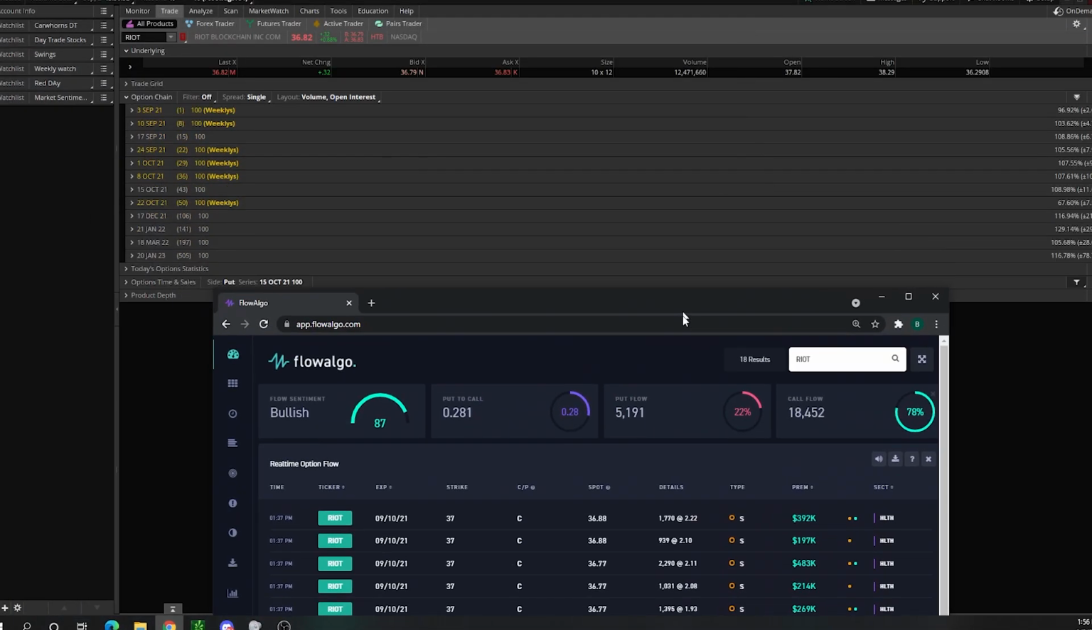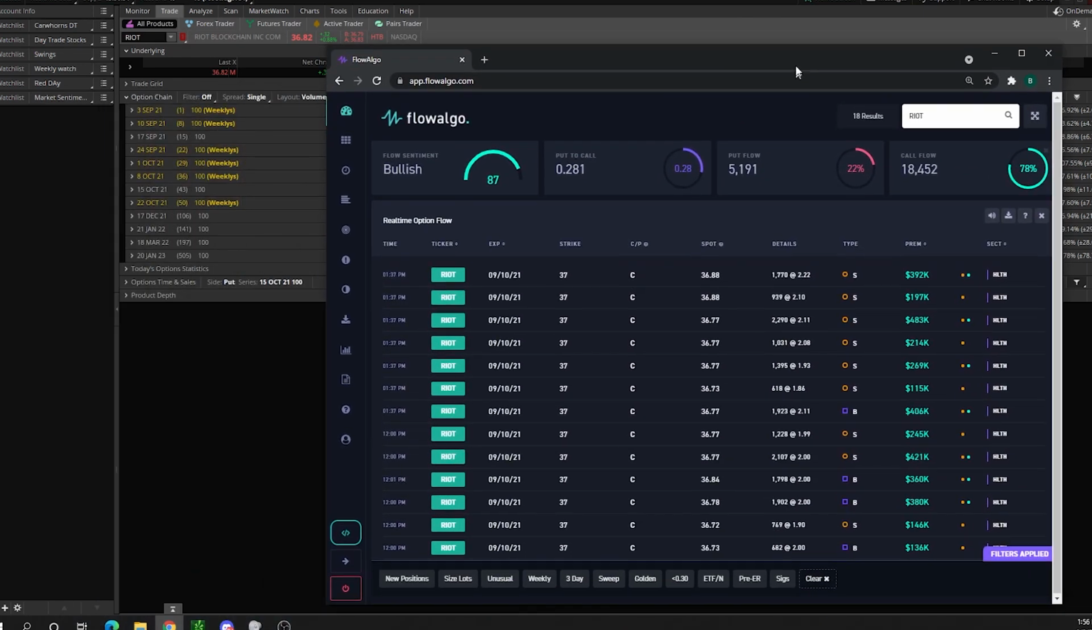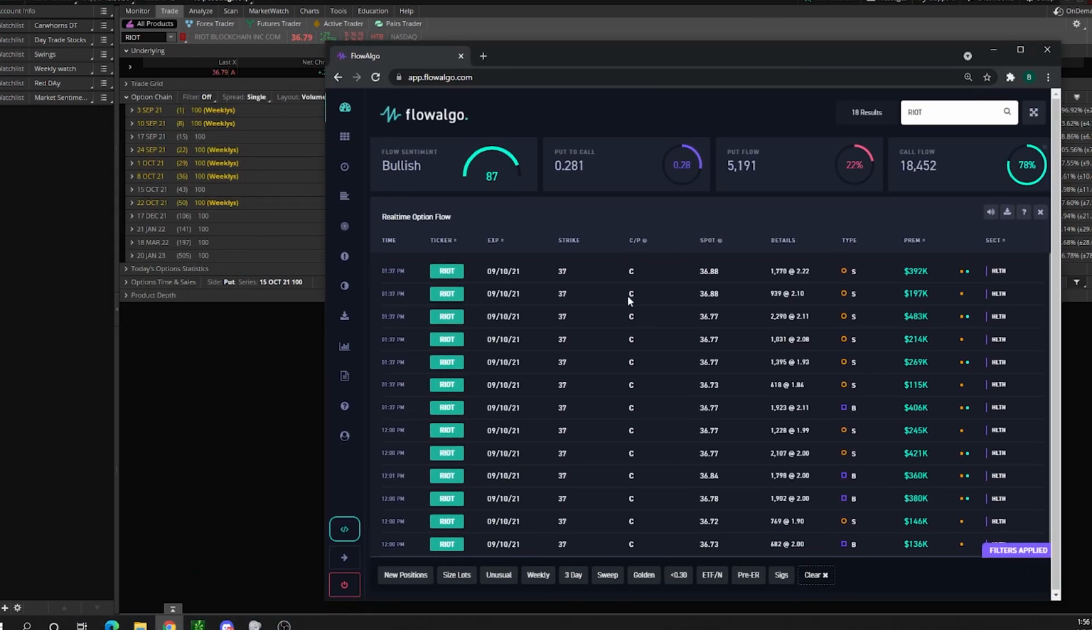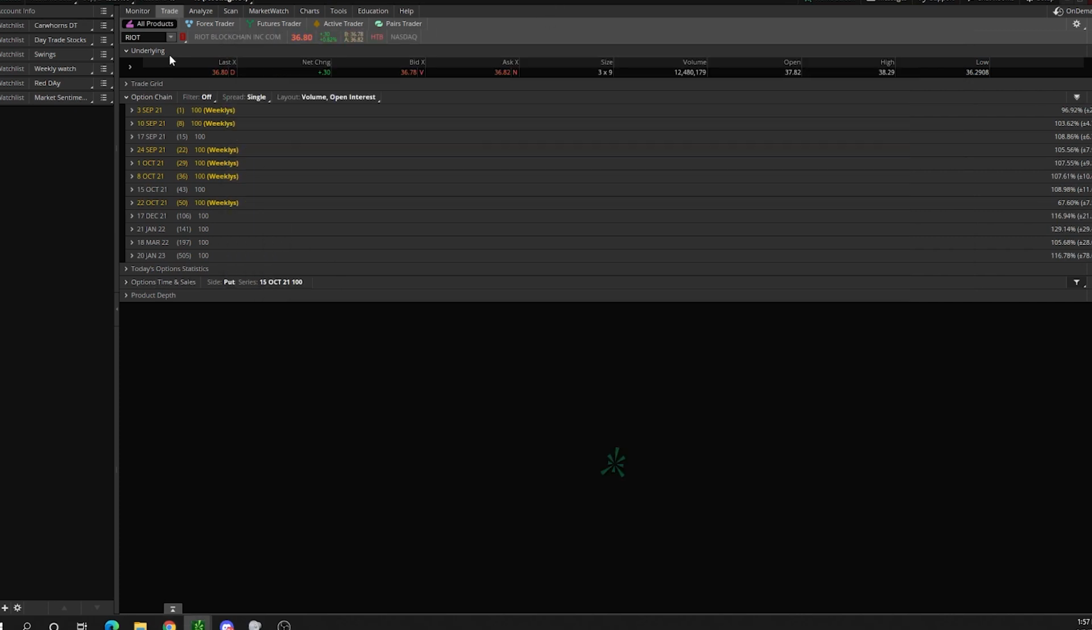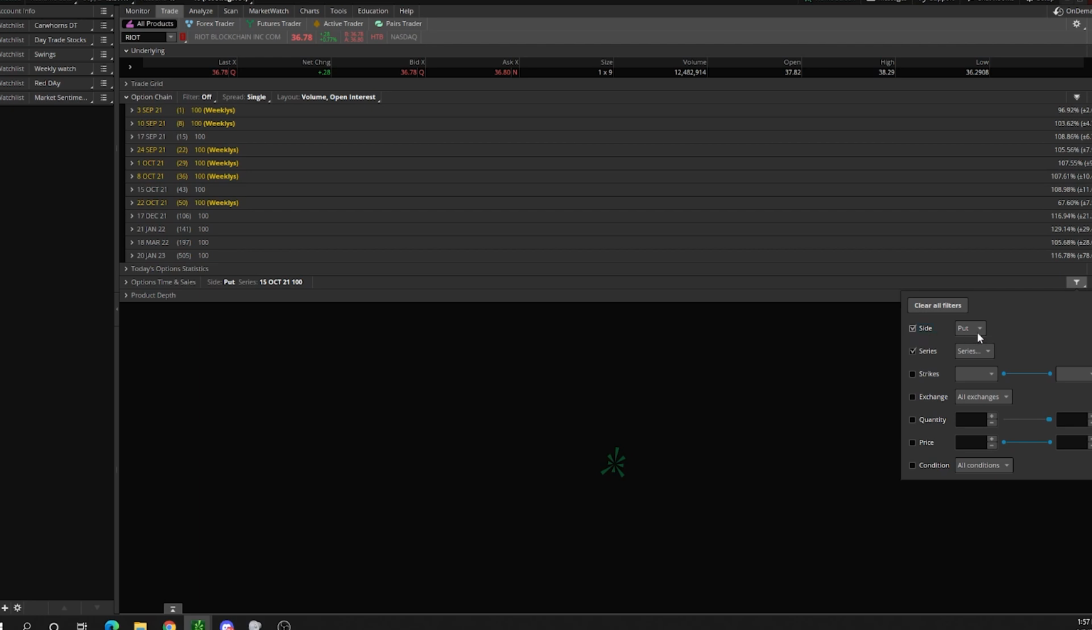If you're using thinkorswim, this is going to be the easiest way to figure out if these contracts were actually buys or sells. We're looking at the RIOT $37 call expiring 9/10, and they started buying these at around 1:37 p.m. So if you go to the RIOT option chain and come down to this little configure filters button, you're going to select side. This was a call in this scenario, so we want to make sure we choose call. Then you're going to check series. This expires next week, September 10th.